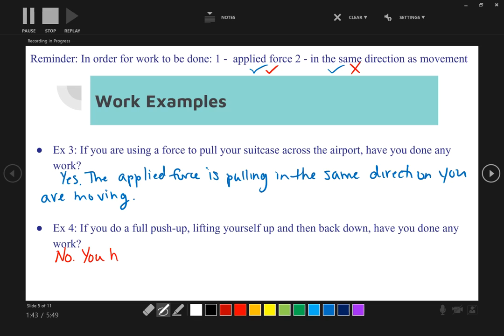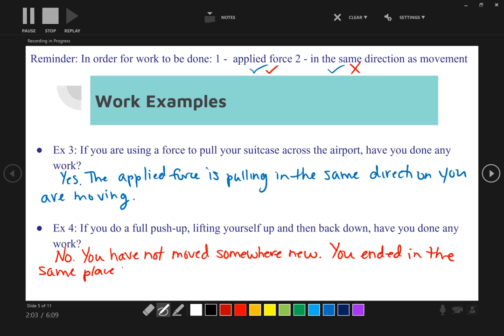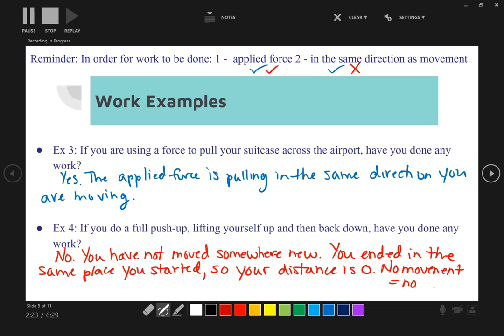Why? Because you have not moved somewhere new. You ended in the same place that you started. So your distance is 0. Remember again, no movement equals no work.